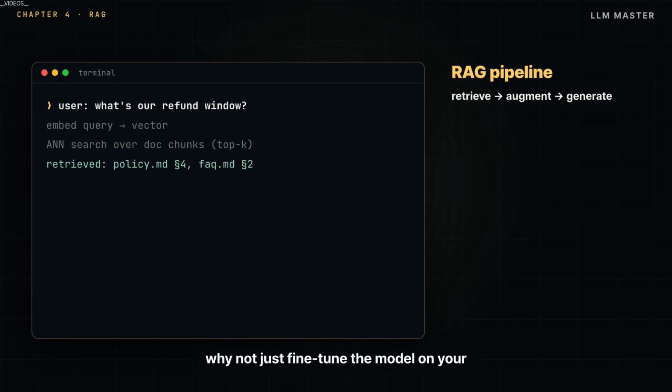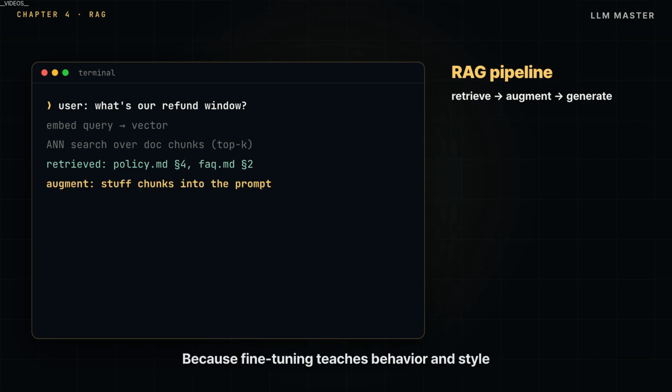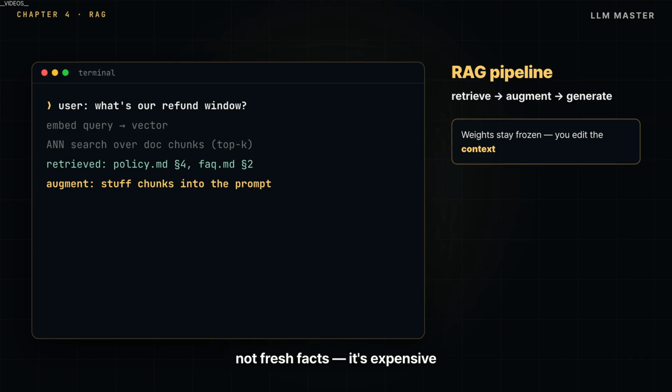Now, why not just fine-tune the model on your documents instead? Because fine-tuning teaches behavior and style, not fresh facts. It's expensive, slow to update, and it still hallucinates specifics.